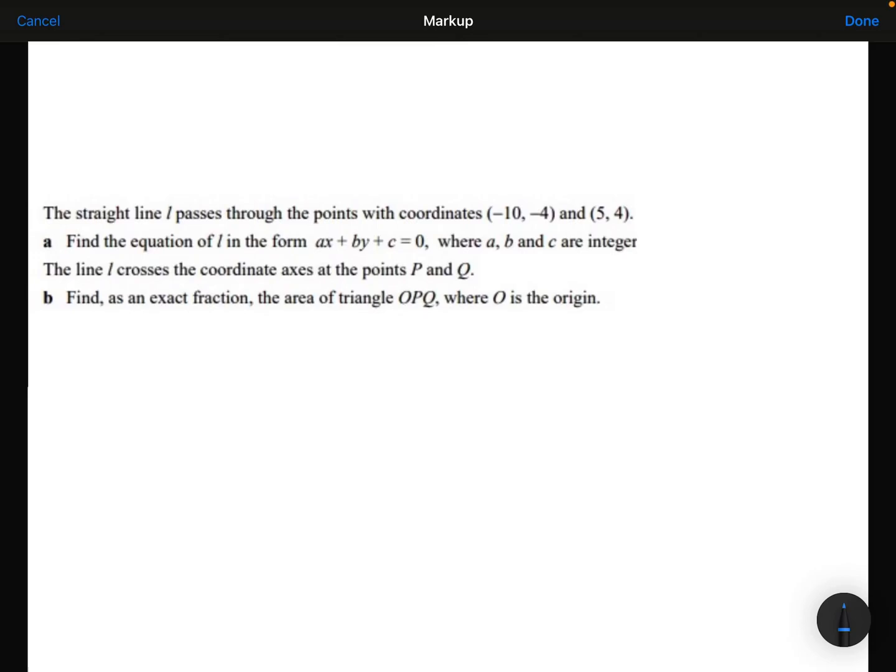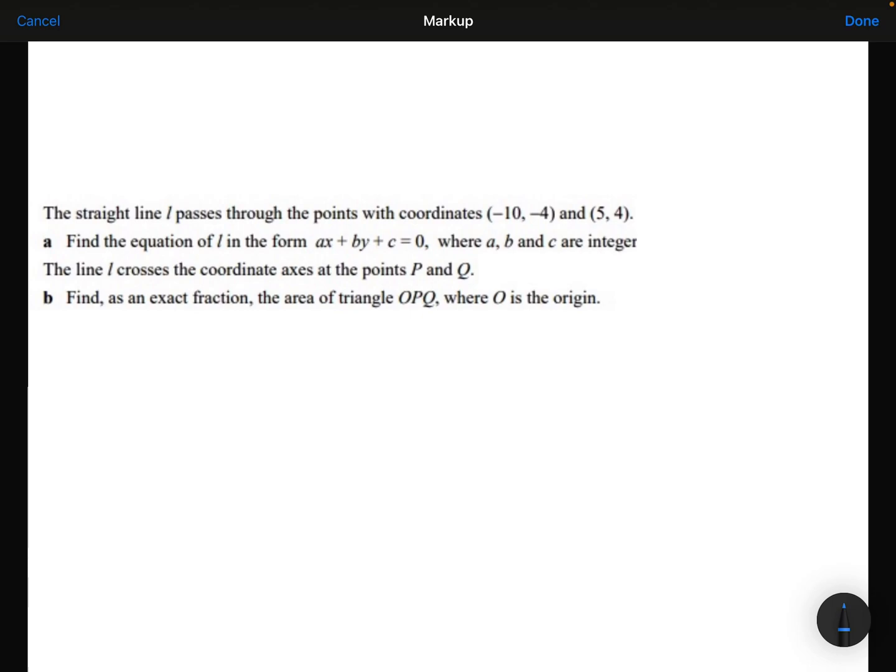The straight line L passes through the points with coordinates -10, -4 and 5, 4. Part A. Find the equation of line L in the form ax plus by plus c equals 0, where a, b and c are integers.